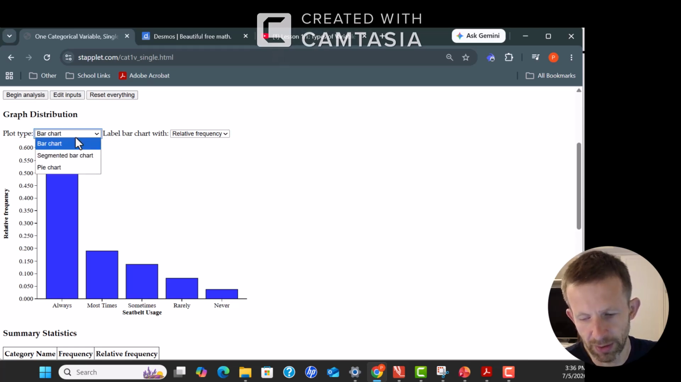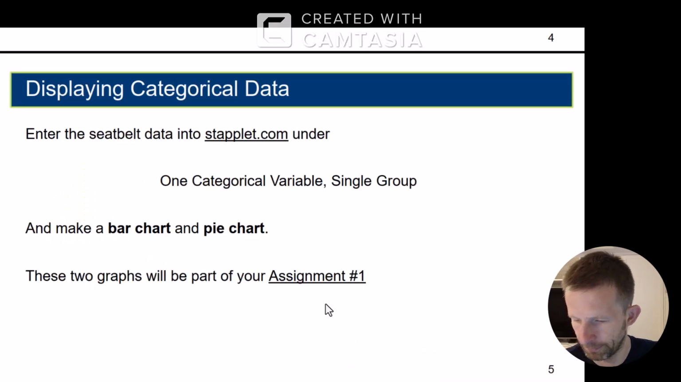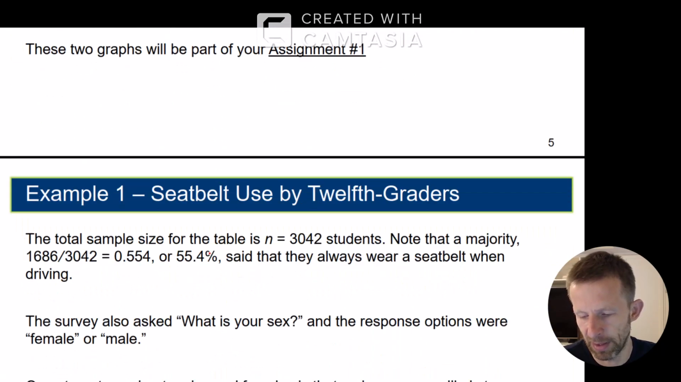I can also change it into a pie chart. And same idea, I can hover over a section. So for example, if I want rarely, rarely is the peach one, and my percentage here is 8.2%. So as part of assignment number 1, you'll want to recreate a bar chart and a pie chart, and you'll want to include that into your assignment number 1.